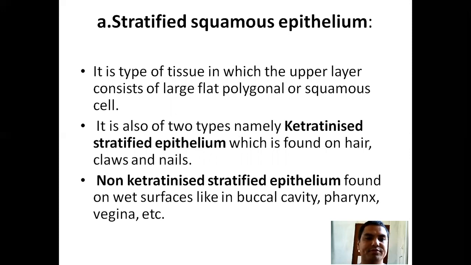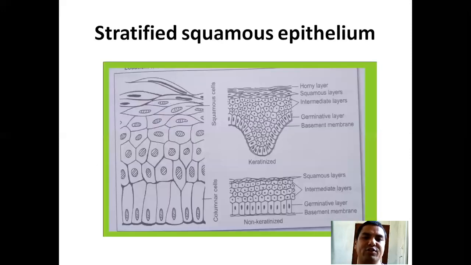See here the figure of stratified squamous epithelium, in which all the cells are polygonal, and the uppermost layer consists of keratin protein, so it is called keratinized epithelium. And if there is an absence of keratin protein, it is called non-keratinized epithelium.